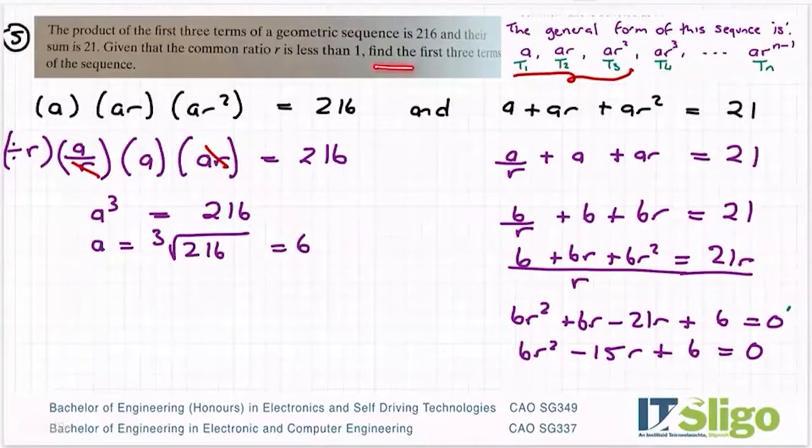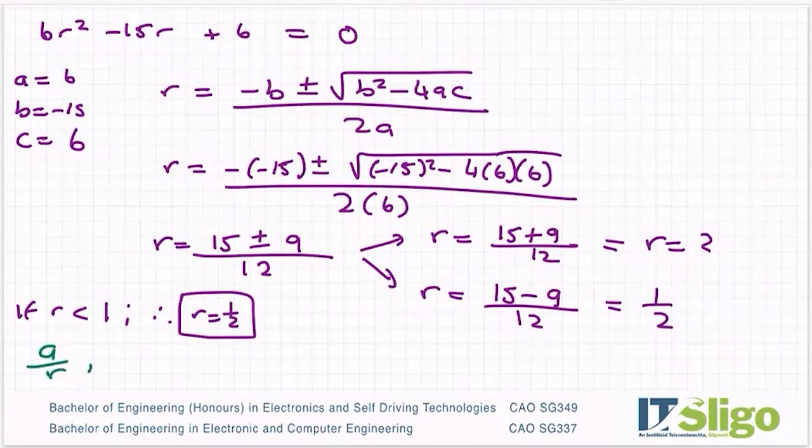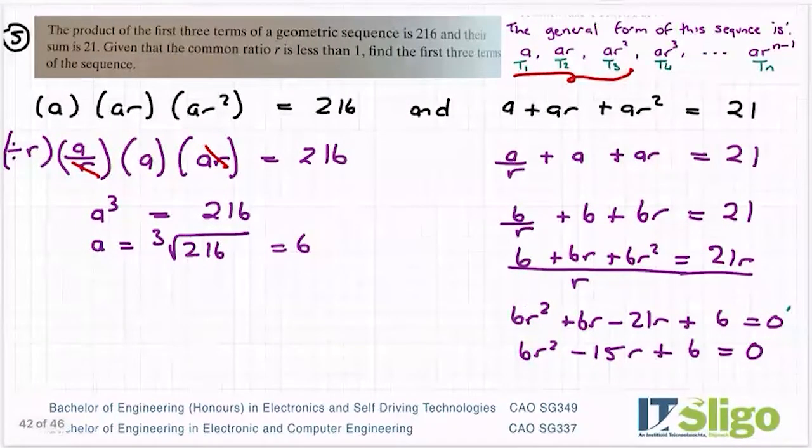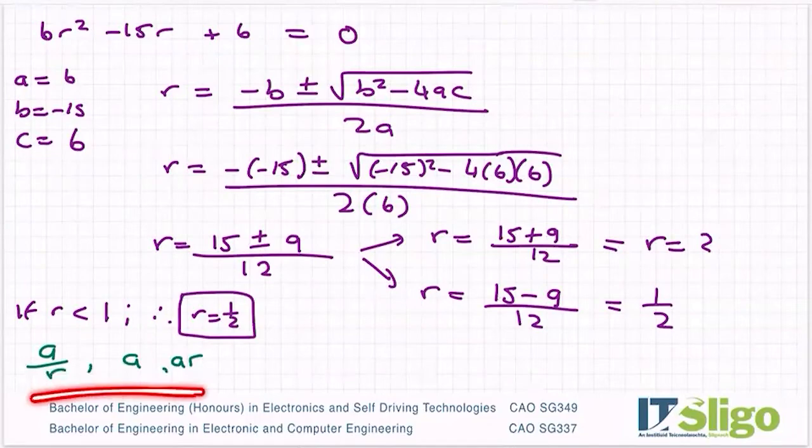Okay, and then it says find the first three terms of the sequence. Well, again, I'm going to use these three terms in the general form here. So a, ar, and ar squared in theory, and then we divided them across by r. So a over r, a, and ar is what I'm trying to write here. Okay, so they are the three terms of my sequence that I have to use.